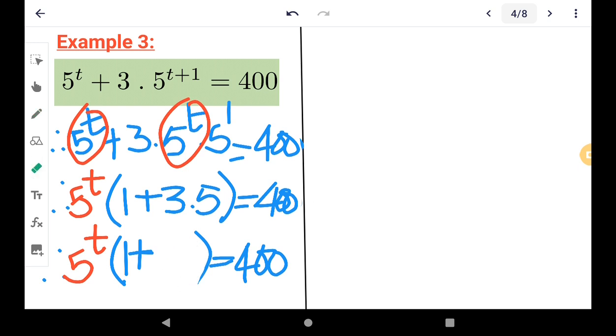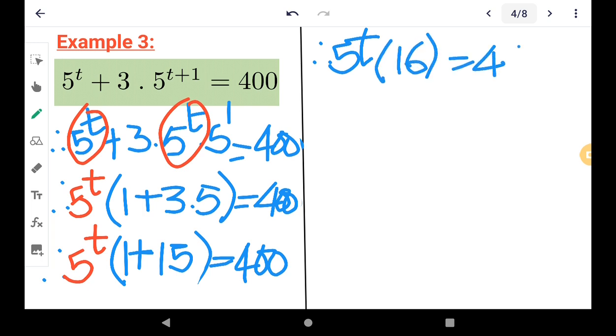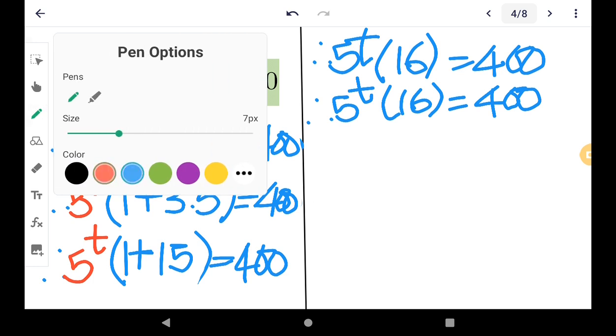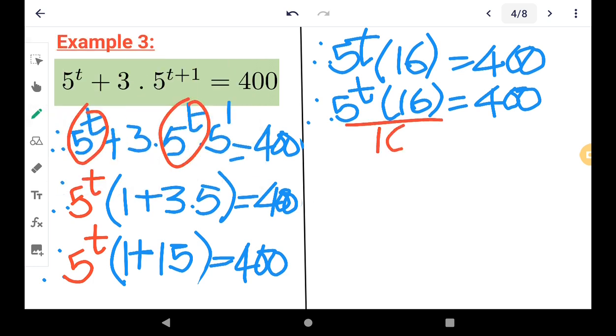Excuse me, that is 3 times 5 to the power of 1. 3 times 5, that is 15, not 16. Therefore, 5 to the power of t is equal to, in bracket, 16, equals to 400. Now divide both sides by 16. Divide both sides by 16 to get rid of the 16.